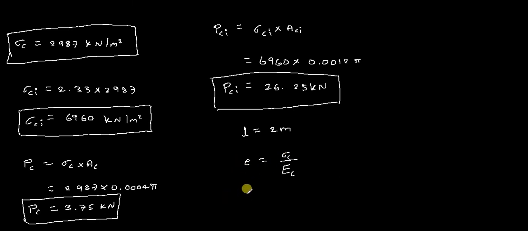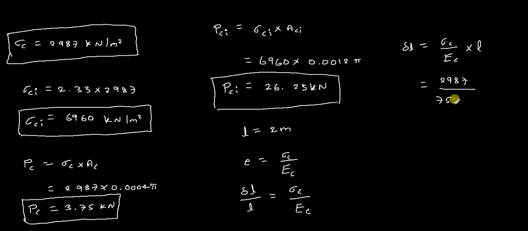So in place of strain, we can write the change in length, that is the compressed amount, divided by the original length, which is equal to sigma C divided by EC. We need to find delta L. Delta L is equal to sigma C by EC into L. The value of sigma C we got is 2987, divided by EC, which for copper is 75 into 10^9 because it is given in giga newton per meter square, into the length of 2 meters. Then we'll get 0.000079 or 8, you may be getting. That is in meters. If you want to write in mm, multiply by 1000.